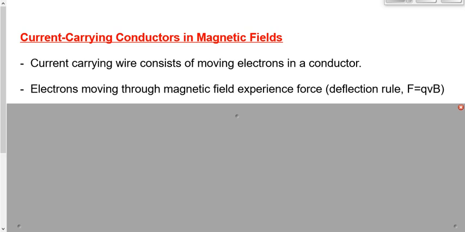Now, if those electrons, whether they're in the wire or not, are moving through a magnetic field, they'll experience a magnetic force, according to the hand rule for deflection that we learned about a couple days ago, and according to the F equals QVB equation. We can find the magnetic force on an individual electron moving through the air or through a wire by using those two things, the hand rule for deflection and the equation F equals QVB.